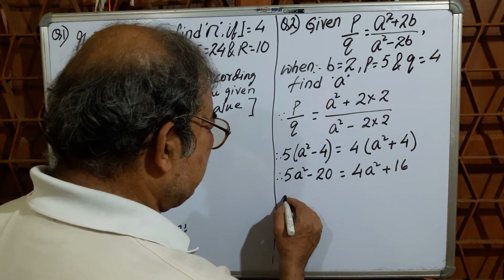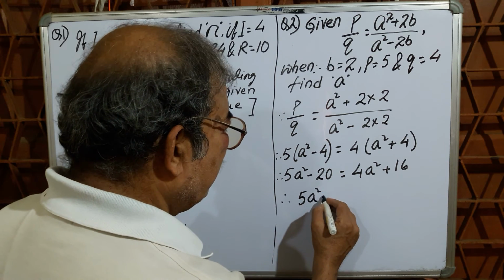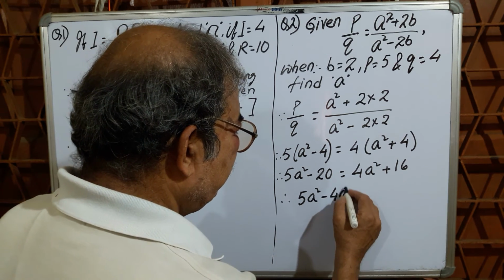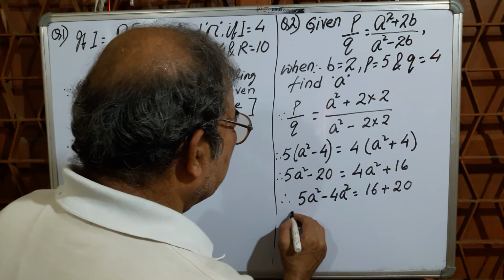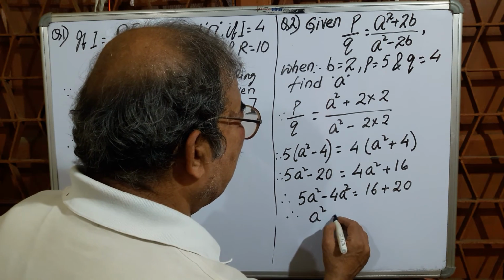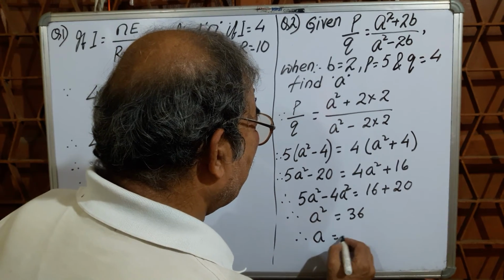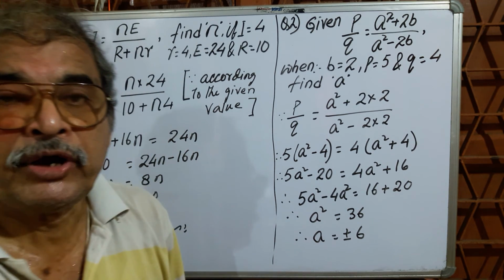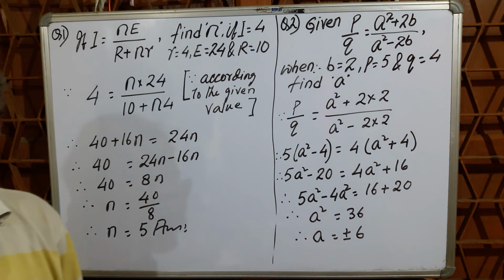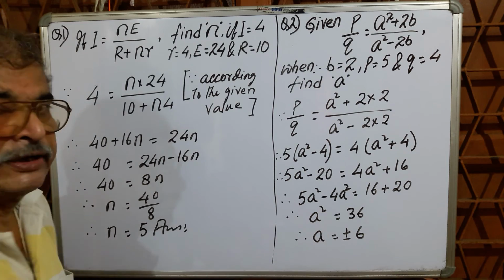Now it is interchanging. What will come? 5a square minus 4a square equal to 16 plus 20. You will get therefore a square equal to 36. Therefore a equal to plus minus 6. Why plus minus 6? Because 6 into 6 equal to 36 and minus 6 into minus 6 is equal to 36. Here, this is the answer.